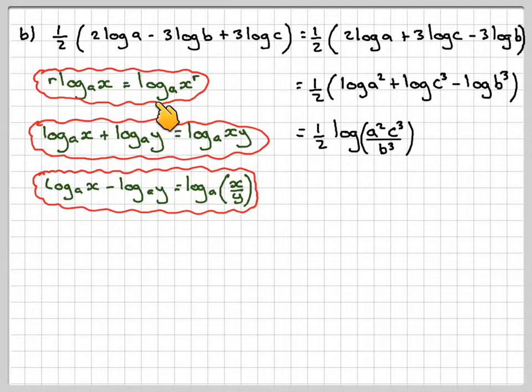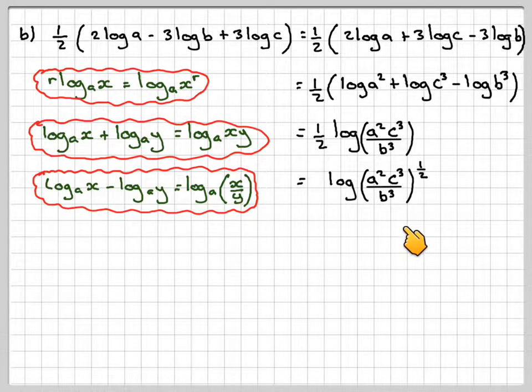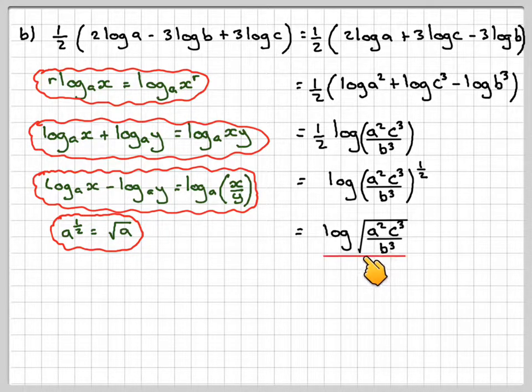Now applying this rule here, this half can now go up here. So we get log of a squared c cubed over b cubed, to the power of a half. And to the power of a half means take the square root. So the final answer will be log of the square root of a squared c cubed over b cubed.